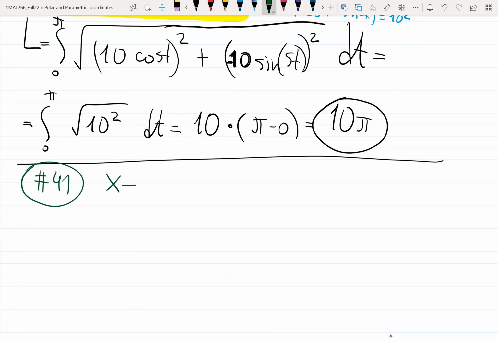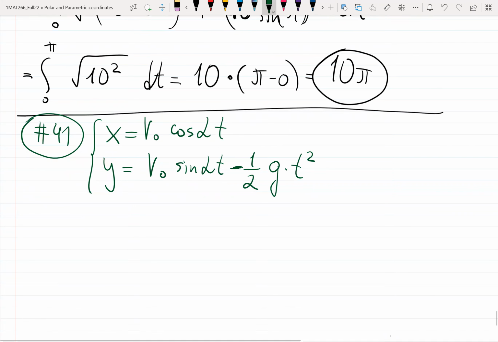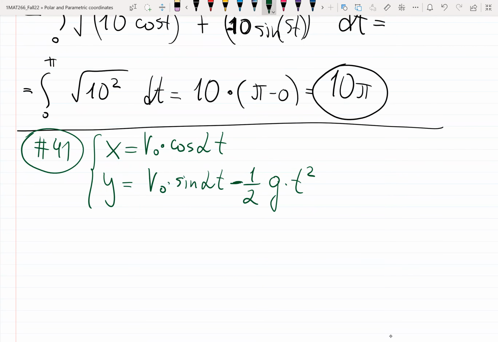It says x equals v sub 0 cosine alpha t, y equals v sub 0 sine alpha t minus 1/2 g t squared. Welcome to the physics world, where there are lots of parameters with unusual names. Computer scientists might say, I don't like physics. Biomedical engineers, I think, don't have lots of physics, or maybe they do. The higher math and science and STEM you go, the more letters you see versus constants.